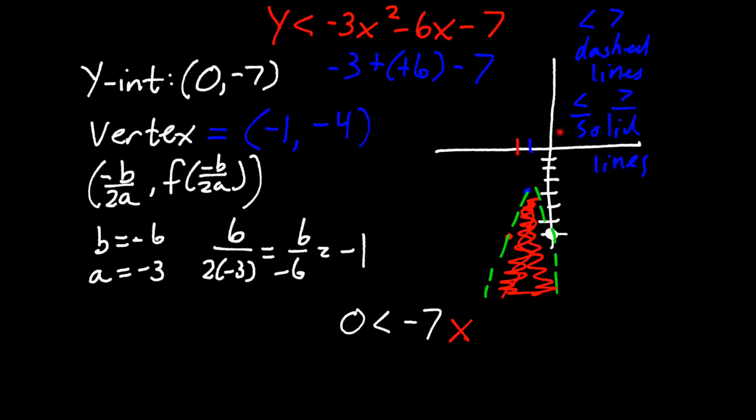And then I tested the origin, (0, 0). I put 0 in for y and 0 in for our x's, and that gave me 0 is less than -7. Since that was not a true statement, (0, 0) is not a solution, so everything inside would be a solution. Alright, we'll try another example just to get a little more practice, but hopefully this is making some sense. So let's try another one.